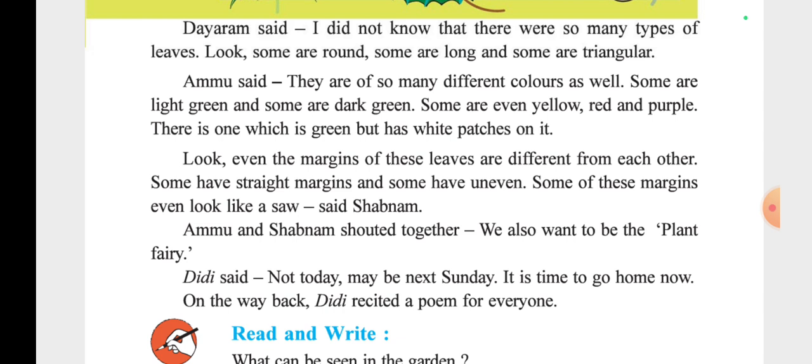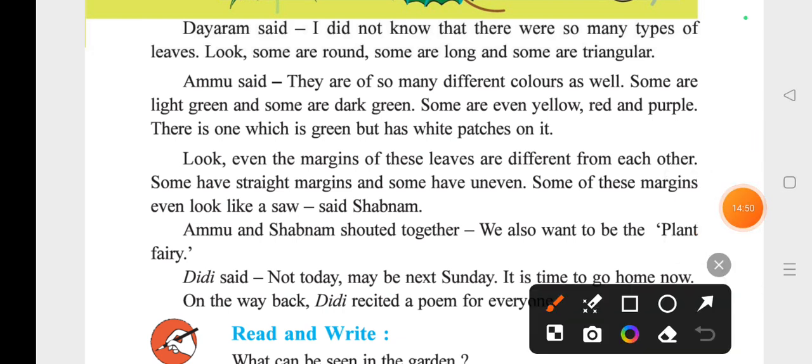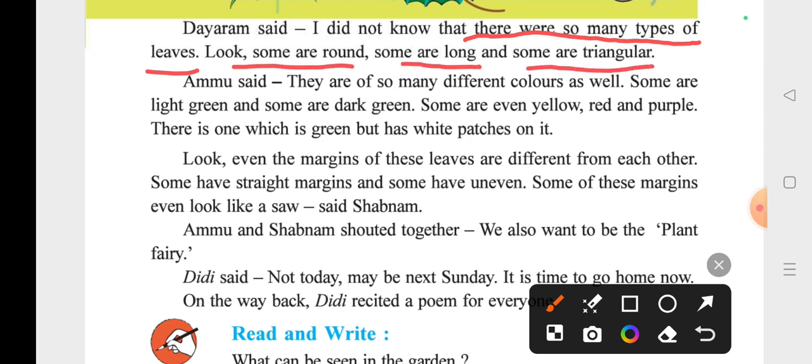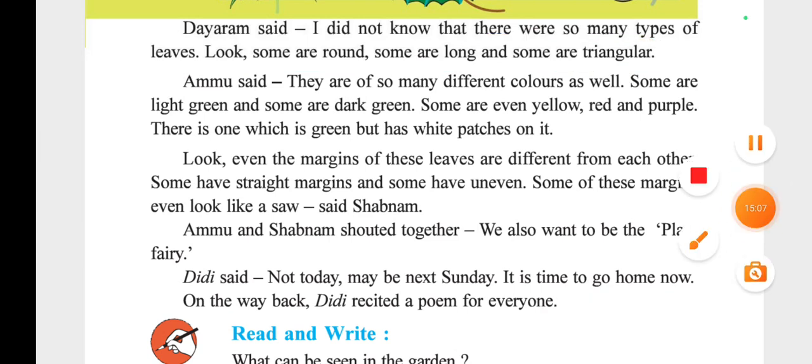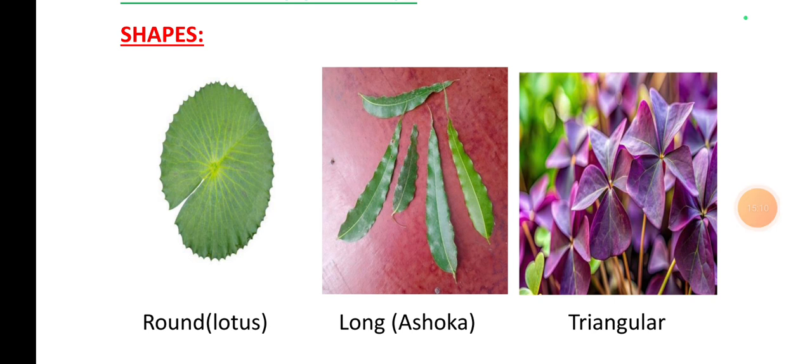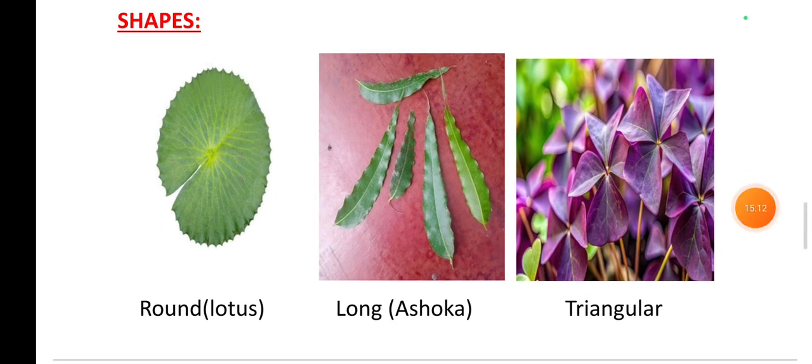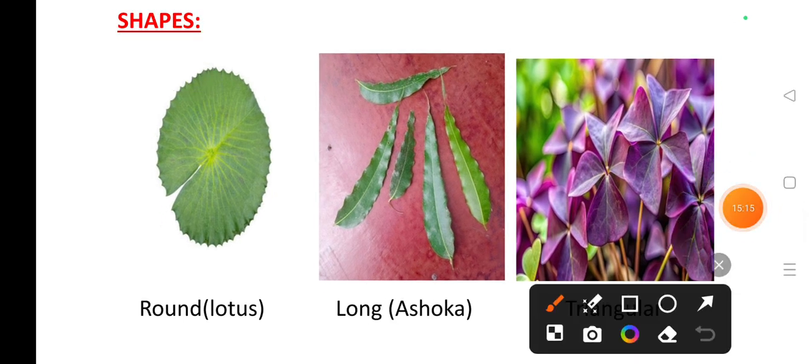Shareem said, I did not know that there were so many types of leaves. Look, some are round, some are long, and some are triangular. Yes, children, Dayaram said. What did he say? That there are different types of leaves, especially in shapes. Sometimes they are round like a lotus, sometimes they are long like the ashoka leaf, or coconut leaves are very long, okay? Then sometimes they are triangular in shape.